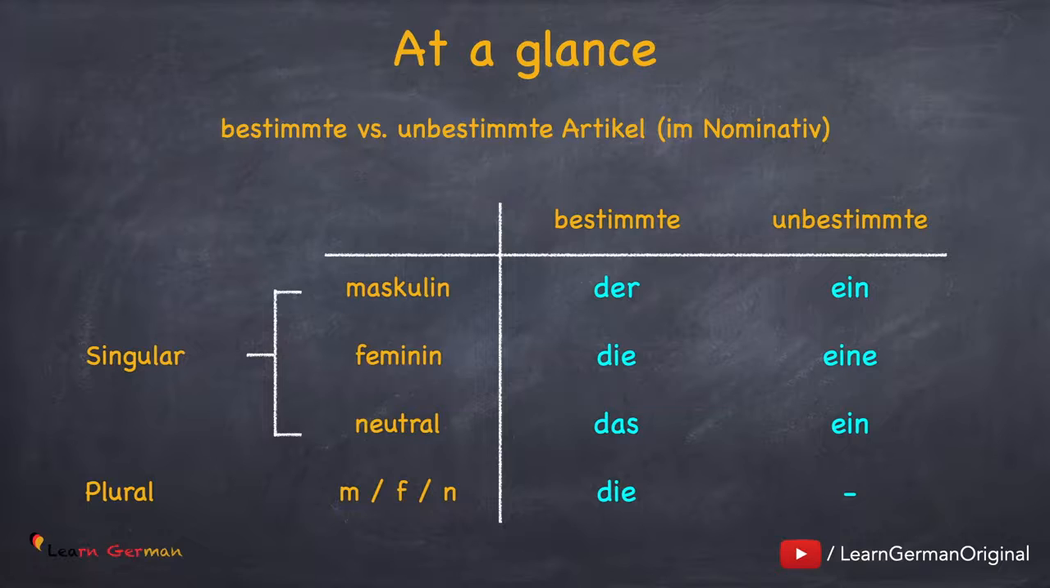Another thing that you should remember is that these articles are for nominative case. The further cases will be discussed in later chapters. Also, you can learn the unbestimmte Artikel only if you have learned the bestimmte Artikel for various nouns.